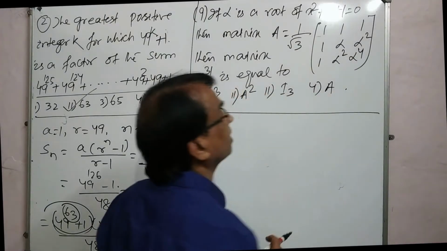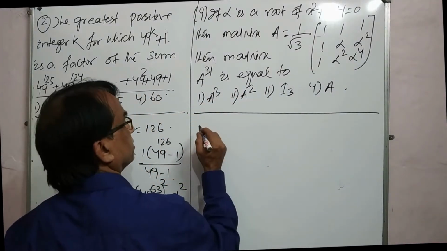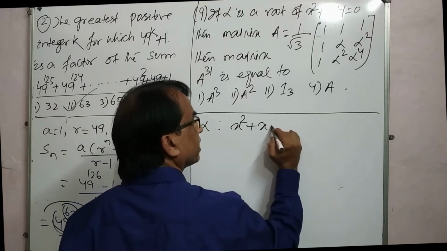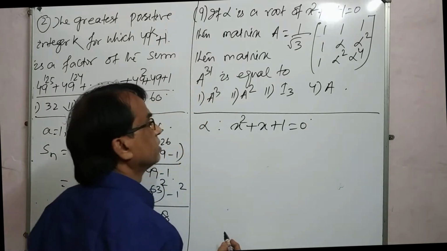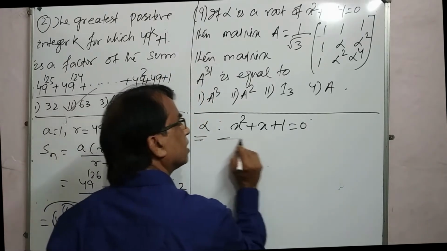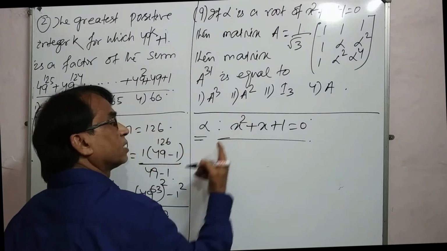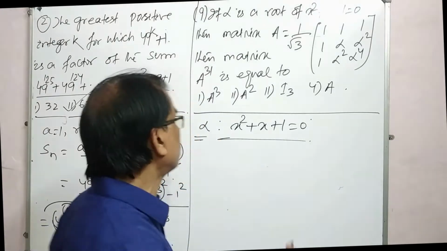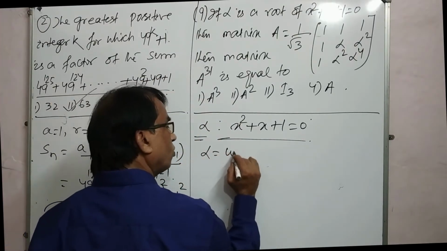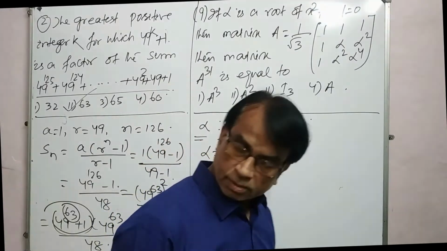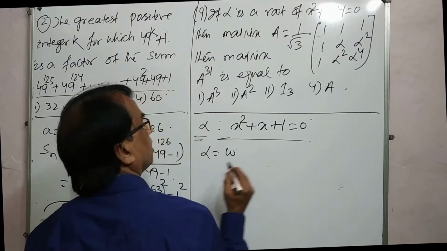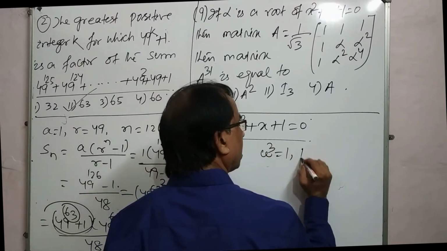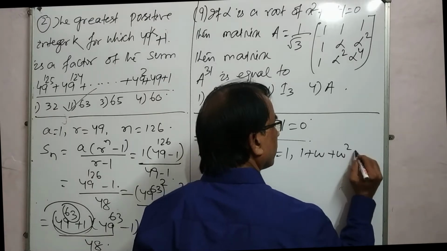Then what's important here? The quadratic equation where alpha is a root of x square plus x plus 1 equals 0. Now here alpha, if you watch it carefully, there are cube roots of unity, one real root and two imaginary roots, and here alpha is omega, the complex root of unity. And what is the property of this complex root of unity? That is omega cube is equal to 1 and 1 plus omega plus omega square is equal to 0.